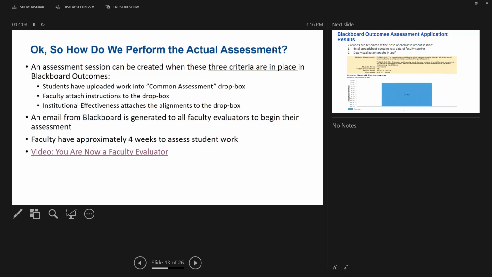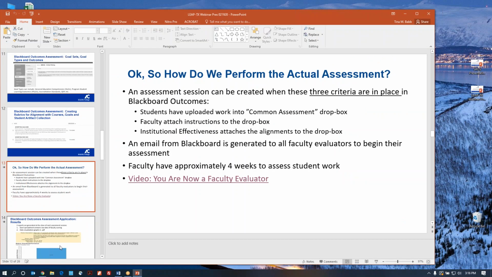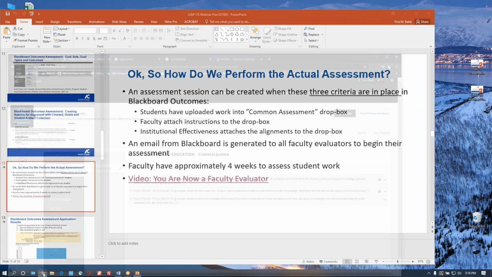An email from Blackboard is generated to all faculty evaluators to begin their assessment, and I give them about 3 to 4 weeks to assess the student work. I don't believe this video is going to work, so I'll make sure I give this to you at the end, but I can take you through what that looks like in the tool.